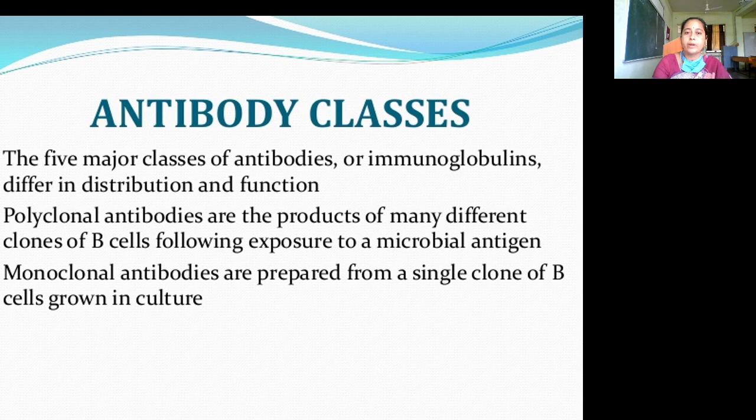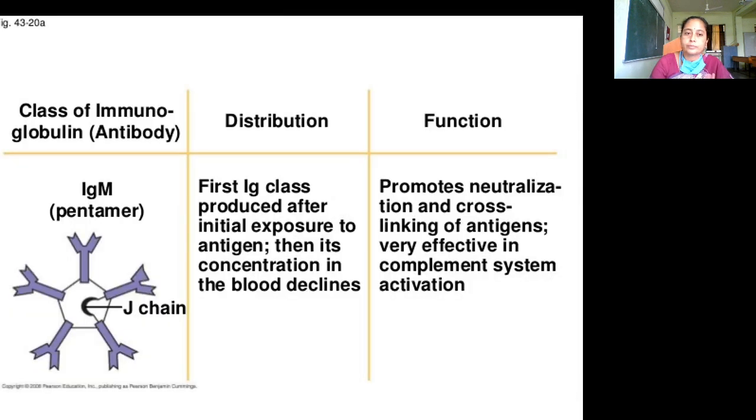Then antibody classes. The five major classes of antibodies are immunoglobulins, which differ in distribution and function. Polyclonal antibodies are the products of many different clones of B cells following exposure to a microbial antigen. Monoclonal antibodies are prepared from a single clone of B cells grown in culture.